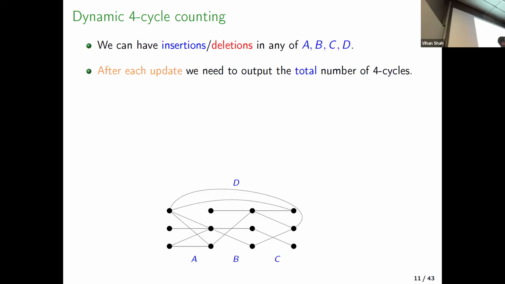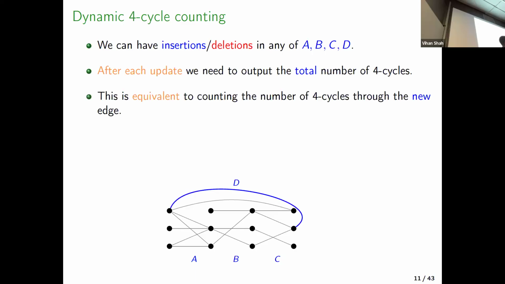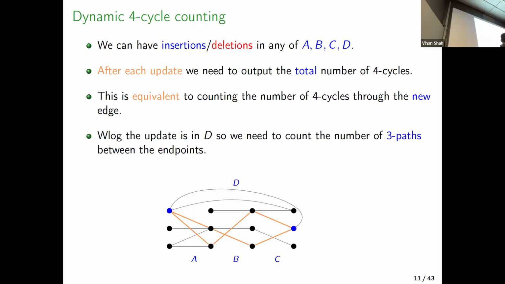Okay, so how do you output the total number of 4 cycles? If I know the previous answer already, all I need to calculate is the number of 4 cycles that is going through this edge currently. And then I can add or subtract it to the previous answer. Okay, good. So I just want to focus on counting the number of 4 cycles that go through this edge. But what are the number of 4 cycles that go through this edge? The number of 3 paths between these two endpoints that go through A, B, and C. So I will just focus on the number of 3 paths between these two vertices.